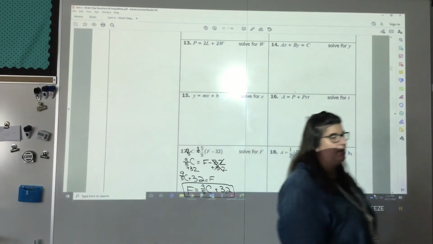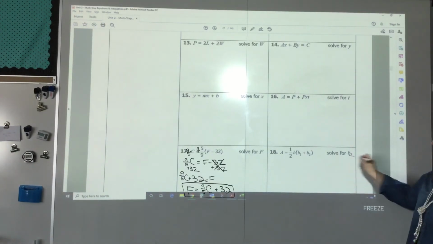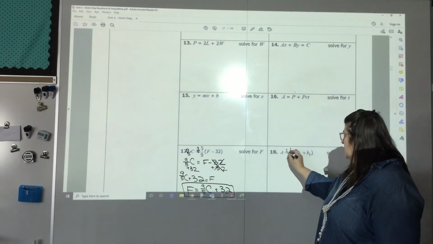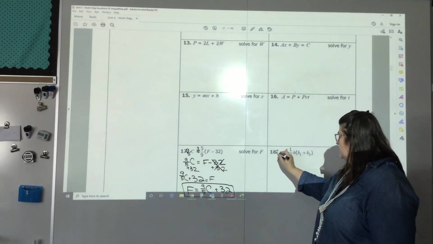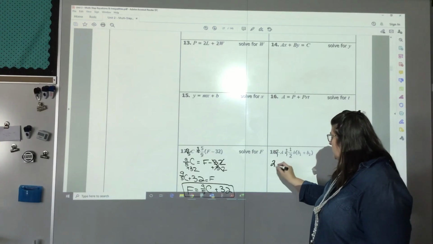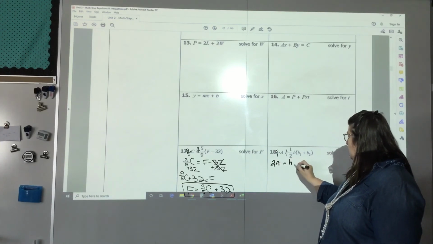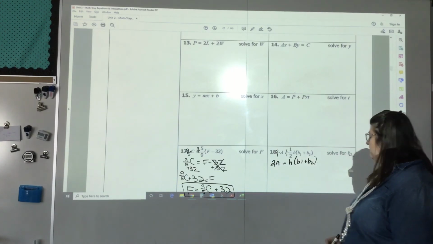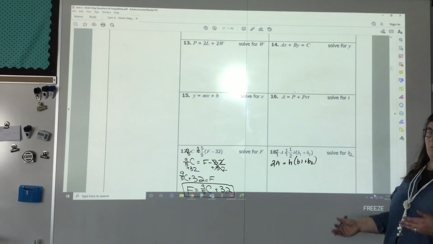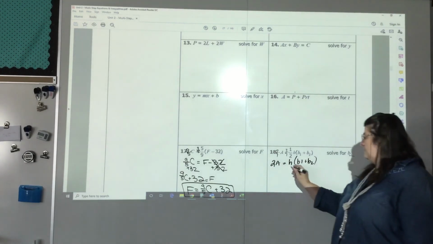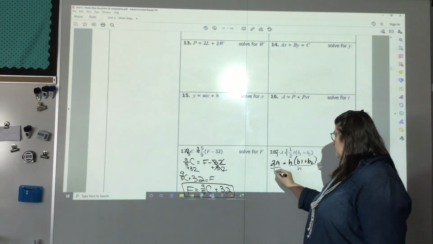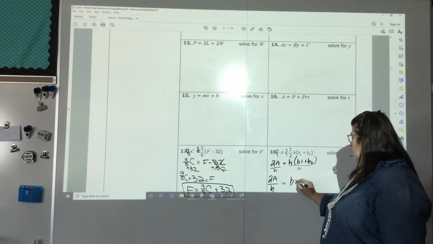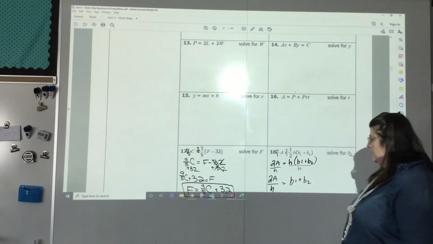One more problem, we're going to find b1, so one of the bases. We're going to get rid of this fraction first and multiply by the reciprocal of 2 over 1. So I have 2a equals h times b1 plus b2. Reverse order of operations, I need to divide. So I'm going to divide by h. So 2a over h equals b1 plus b2.